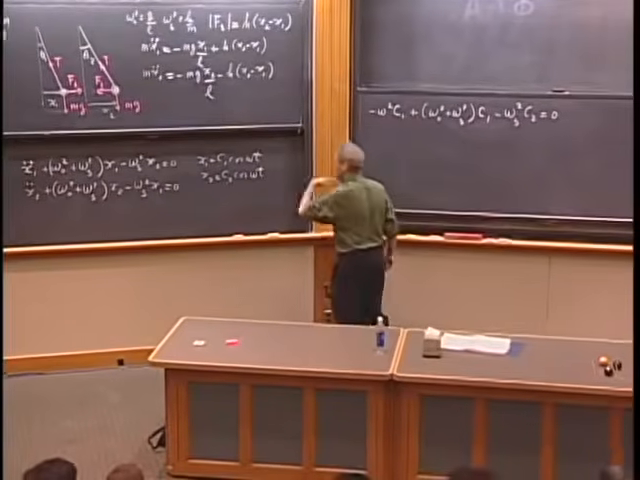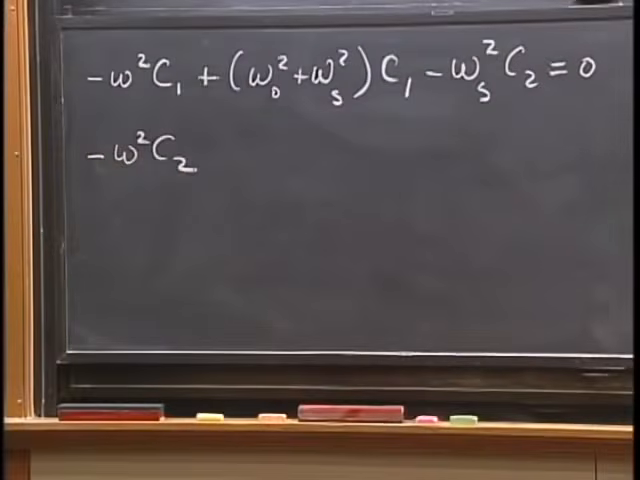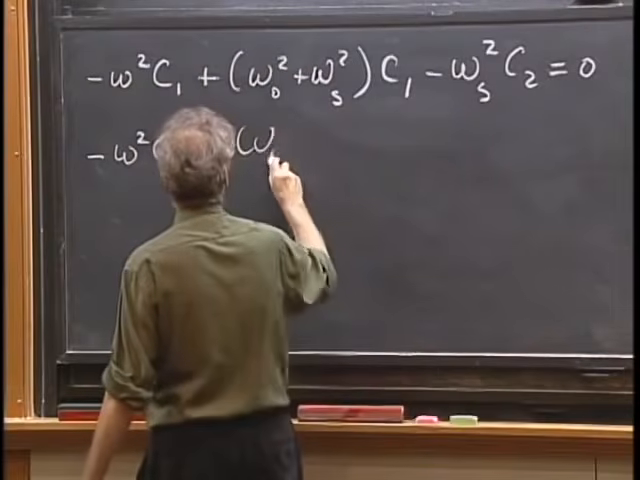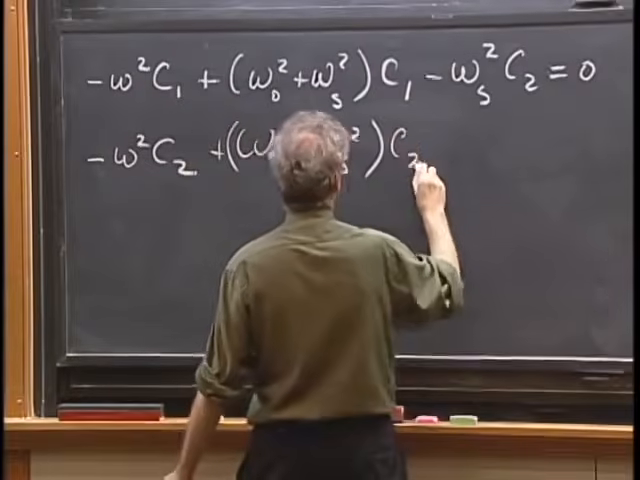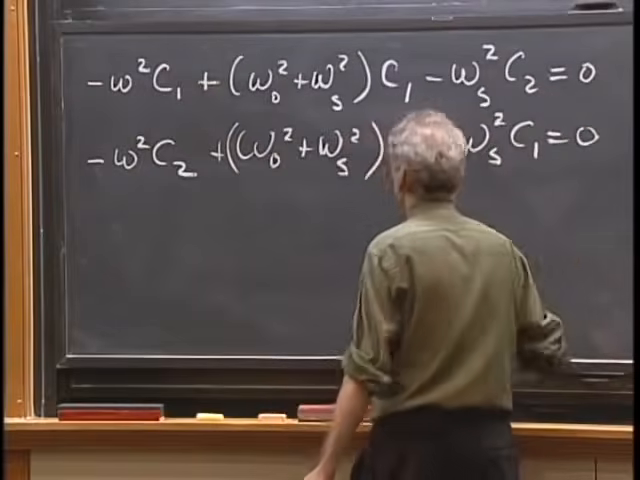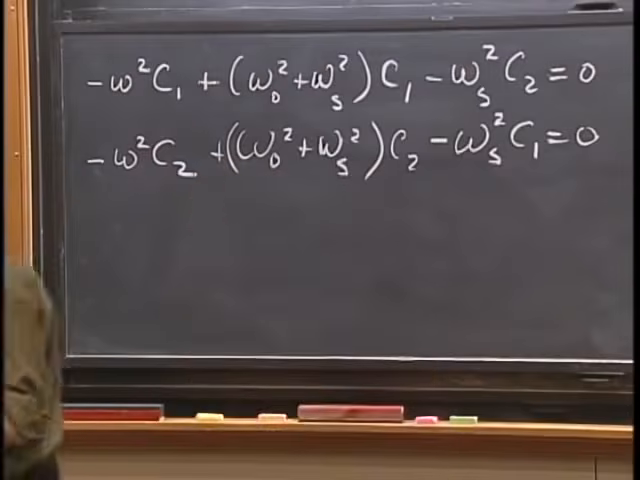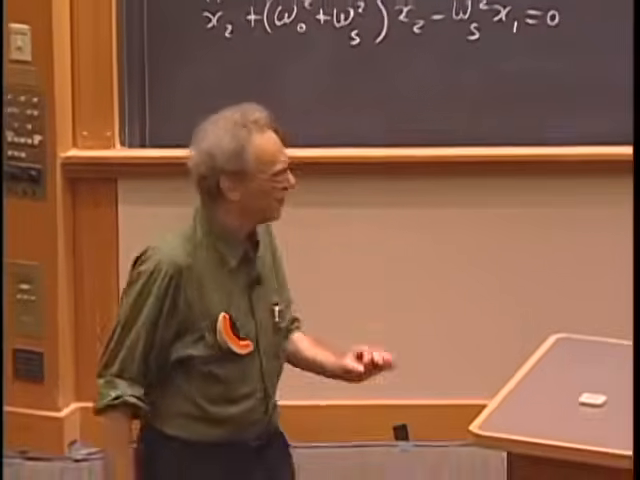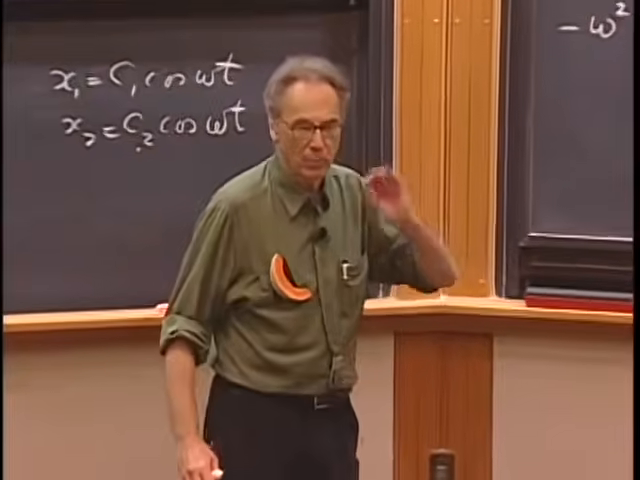The second one has x2 double dot, so I also get a minus omega squared times c2. And then here I get a c2, so I get plus omega 0 squared plus omega s squared times c2. And then I get minus omega s squared times c1 equals 0. And when you have reached this point in your exam, you take a deep breath and you make sure that all your signs are correct. If not, you're dead in the waters and the problem will fall apart.